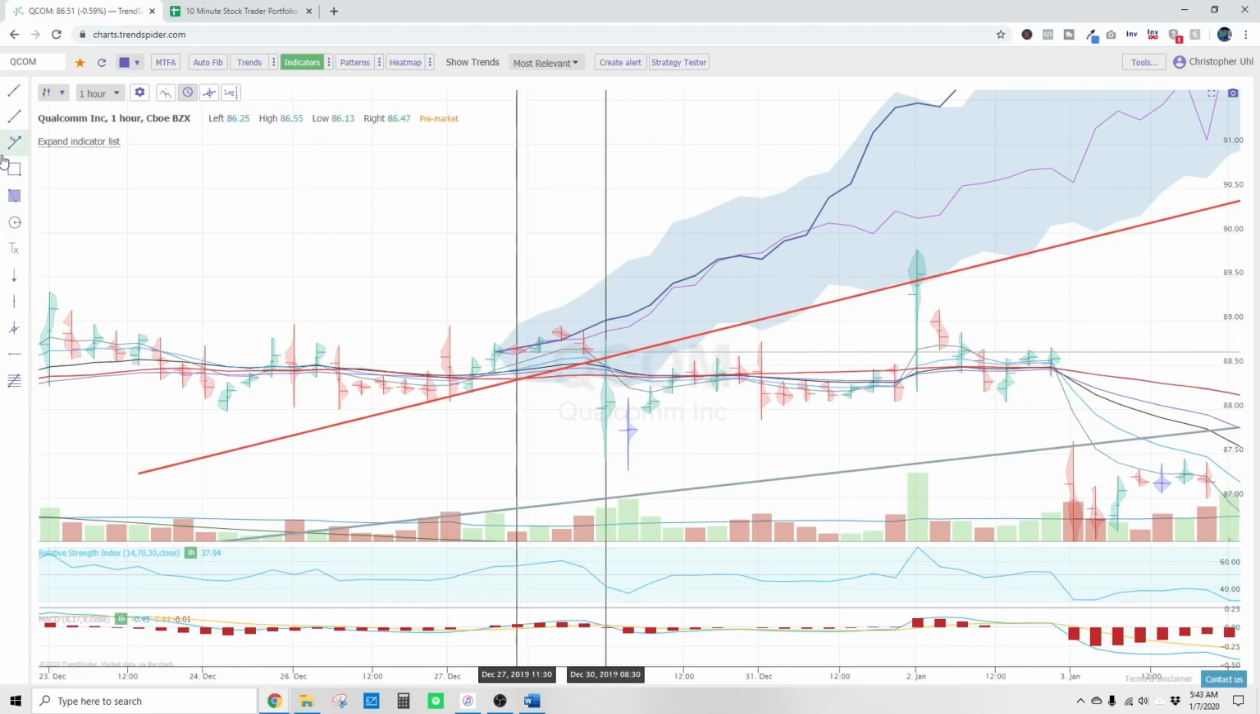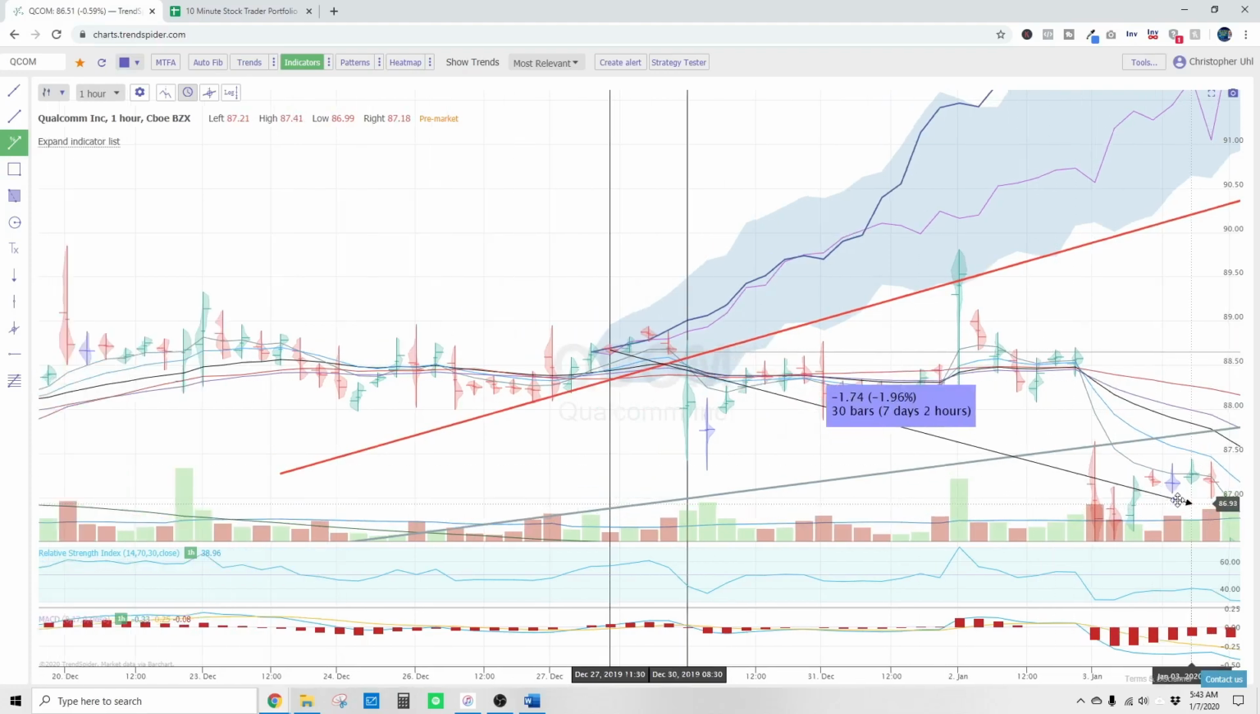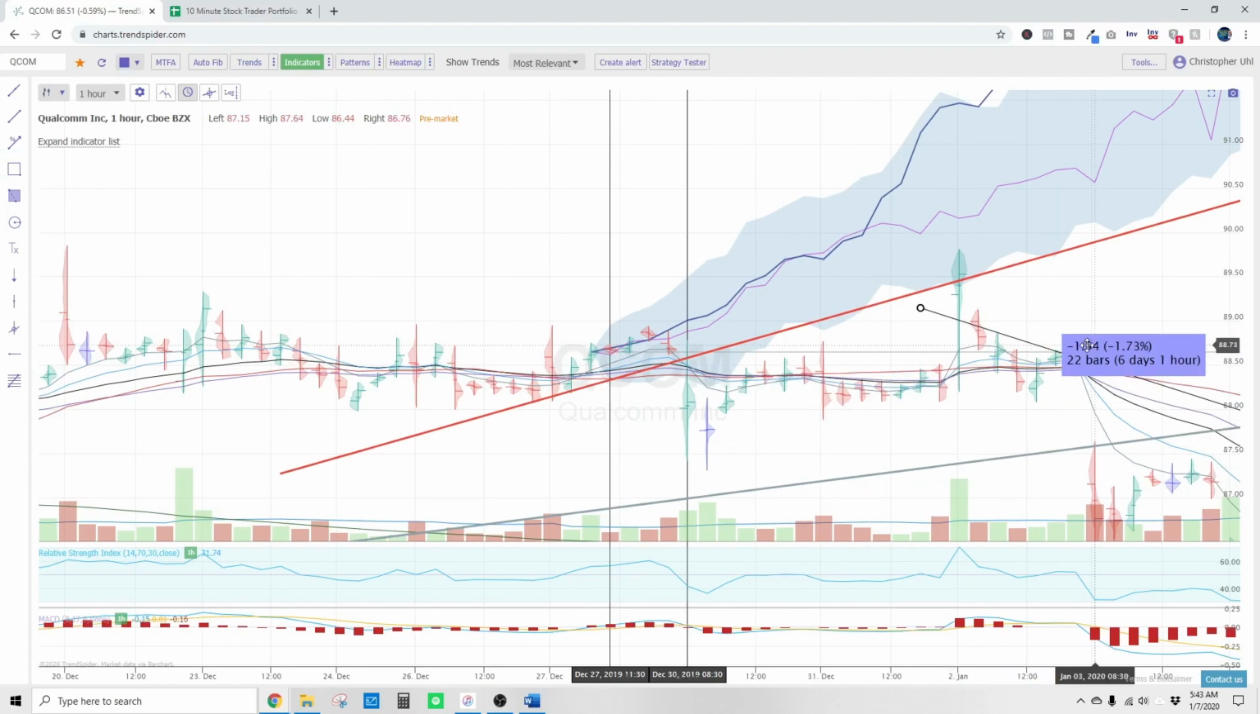And then, oh geez, we're dying. Right, we're down $2 plus. Let me see if I can even scale this out a little bit. No, can't move it.